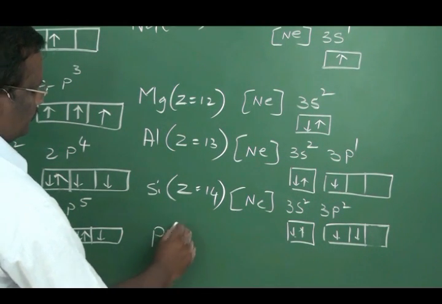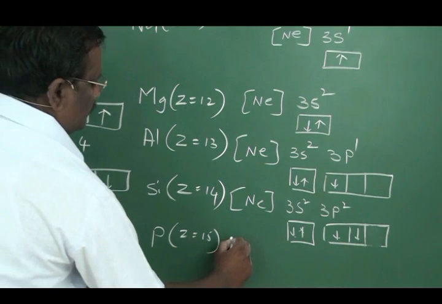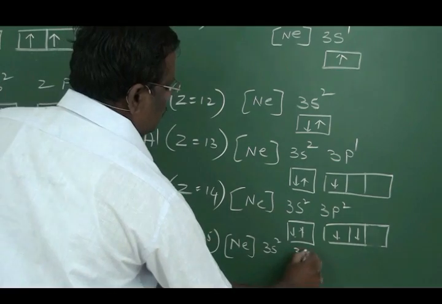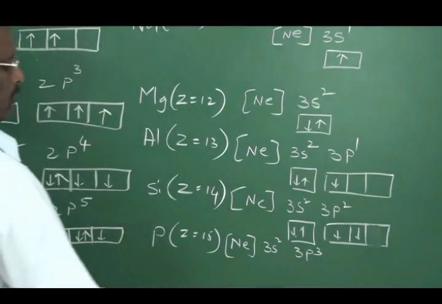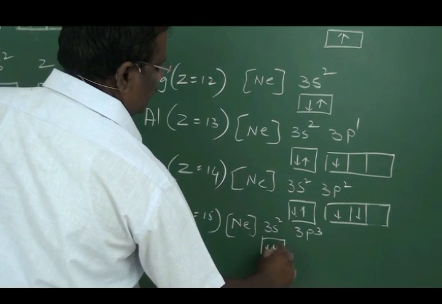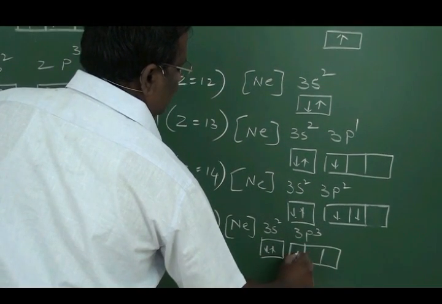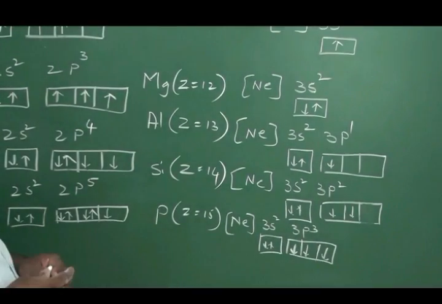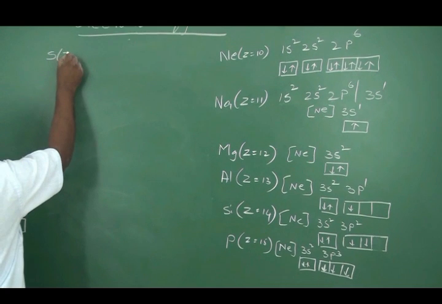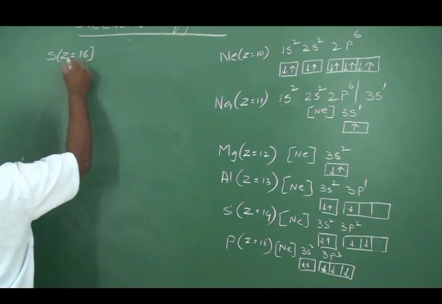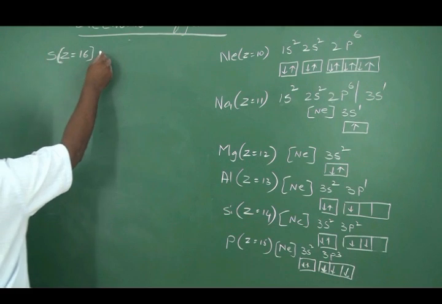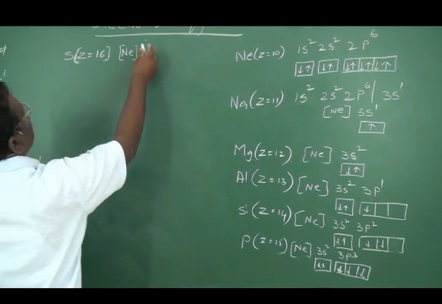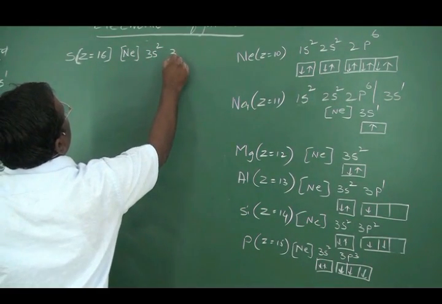Then phosphorus. 3s2, 3p3. In the s sub-orbital we have 2 electrons and in p we have 3 electrons. Then sulfur. Atomic number is 16. So the first 10 electrons are just like neon. Then the rest of the electrons are 3s2, 3p4.